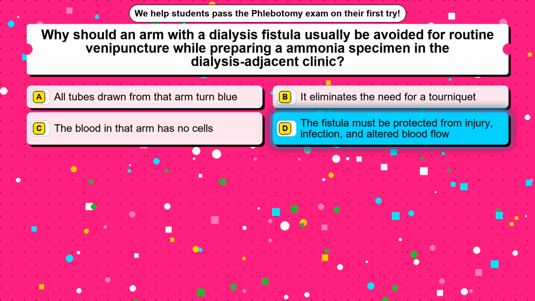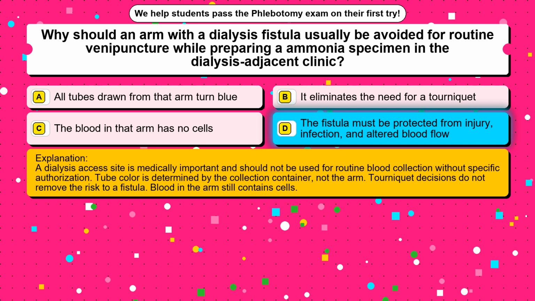The correct answer is option D. The fistula must be protected from injury, infection, and altered blood flow. A dialysis access site is medically important and should not be used for routine blood collection without specific authorization. Tube color is determined by the collection container, not the arm. Tourniquet decisions do not remove the risk to a fistula. Blood in the arm still contains cells.